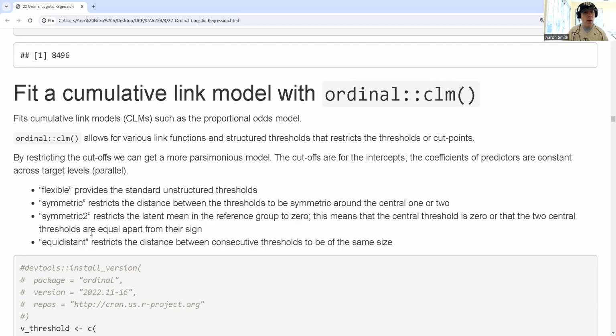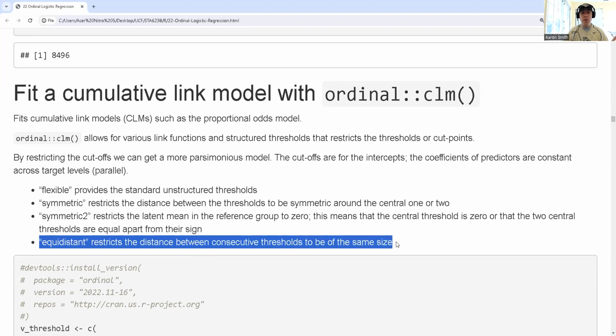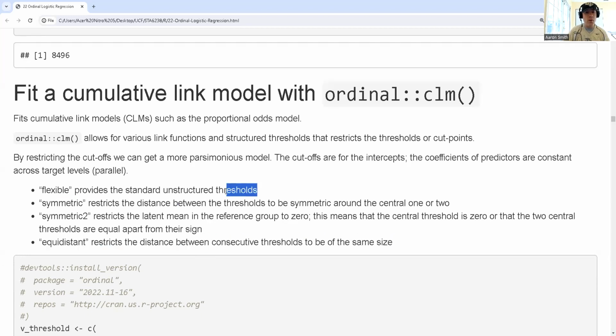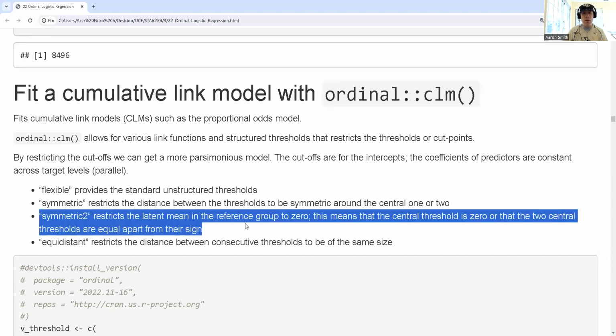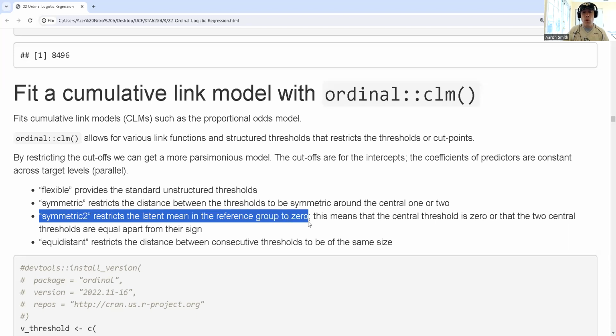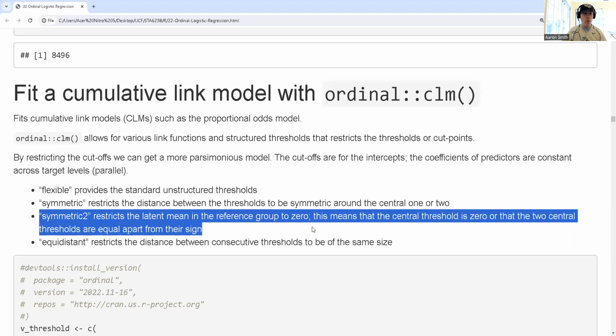And so we can set it up so that I'm going to use equal distance. We will restrict the distance between consecutive thresholds to be the same size. So the horizontal space between the slopes is constant. Symmetric restricts the distance between thresholds to be symmetric, a bound line around the center of our center level. Symmetric 2 restricts the latent mean in the reference group to 0. This means that the central threshold is 0, or that the two central thresholds are equal apart from their sign.